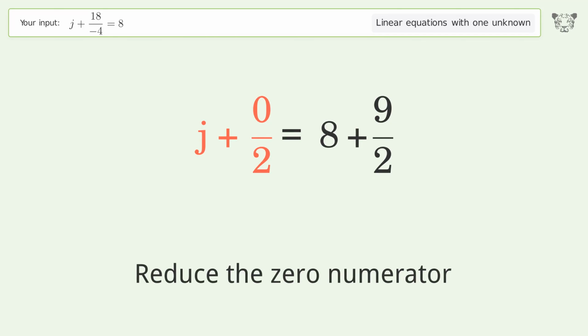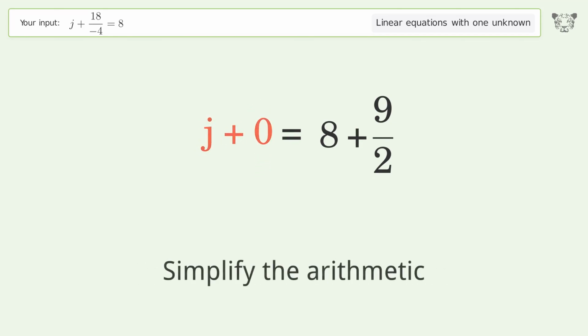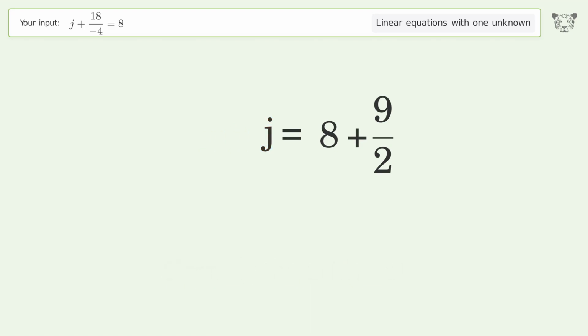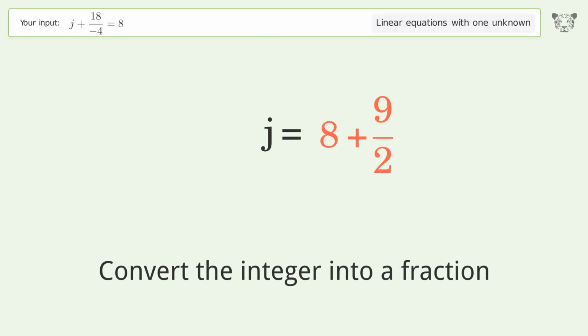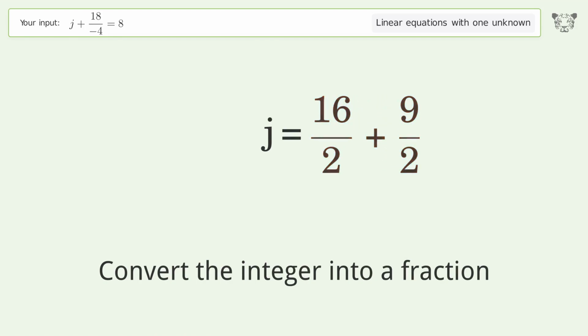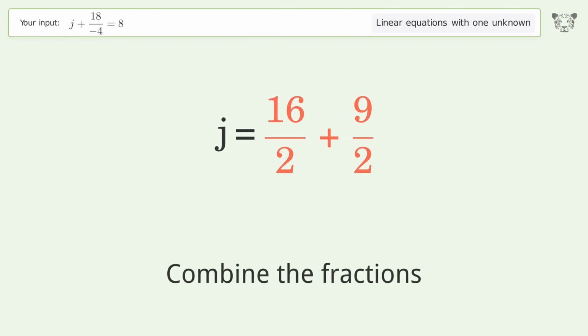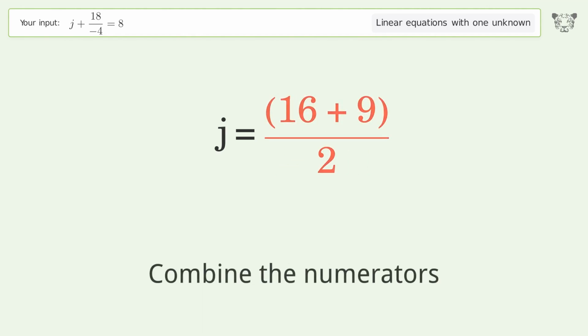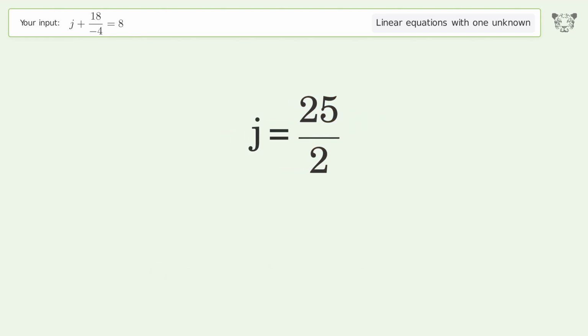Reduce the zero numerator. Simplify the arithmetic. Convert the integer into a fraction. Combine the fractions. Combine the numerators. And so the final result is j equals 25/2.